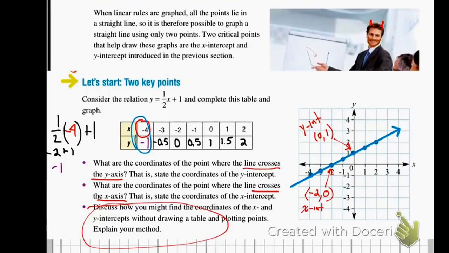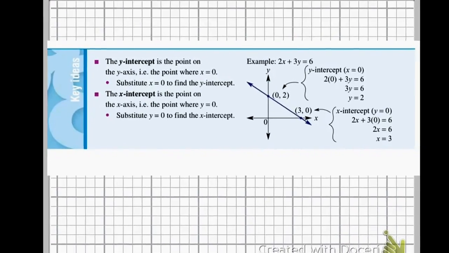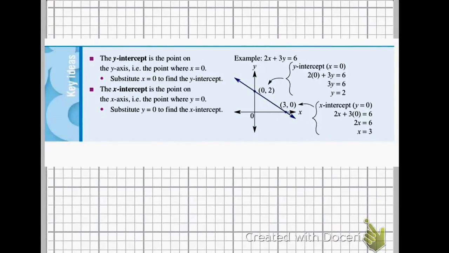So, let's take a look at our key ideas here. And that's what they're telling us. They say the y-intercept is the point on the y-axis. In other words, the point where x equals 0. And the x-intercept is the point where y equals 0. So what we can do is substitute x equals 0 into the equation to find the y-intercept, and substitute y equals 0 into the equation, into the rule, to find the x-intercept.